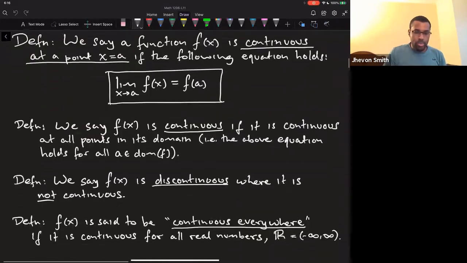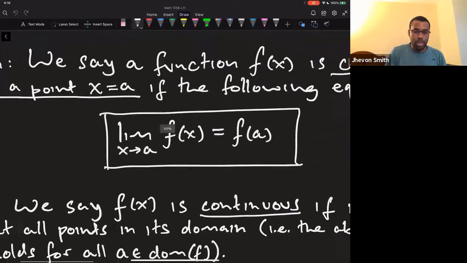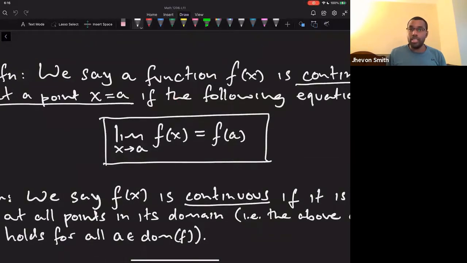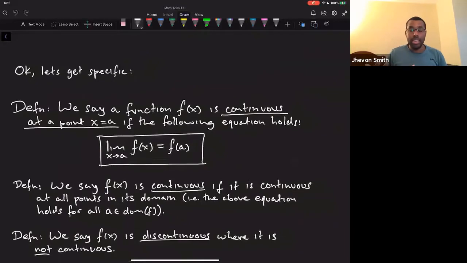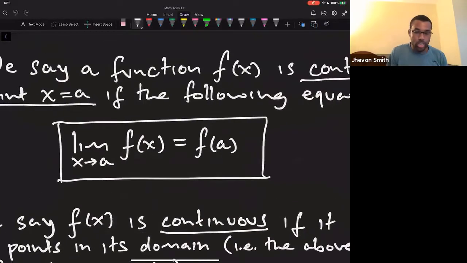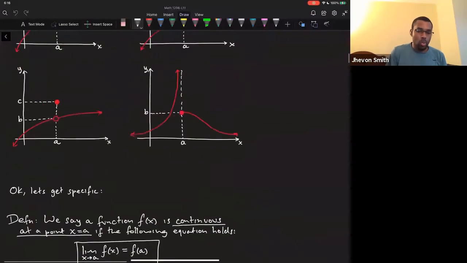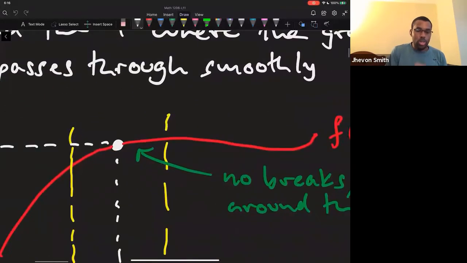Continuity, we defined a function to be continuous if it obeys this equation. So if a function at a point x equals a obeys this equation, we say that function is continuous at x equals a. Now, what that means is you're just able to draw through the point where x equals a without lifting your pencil off the page. There's no hole, there's no gap, there's no disruption. Everything is fine. Your graph is smooth.